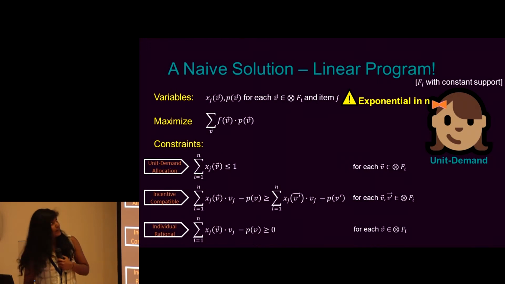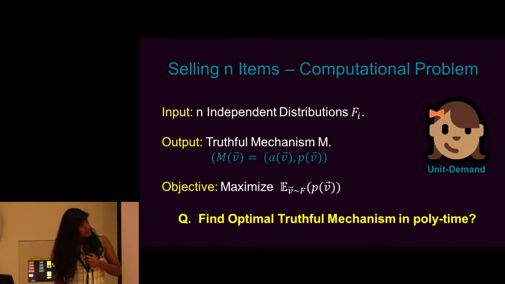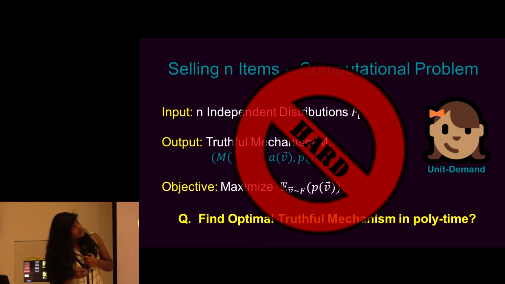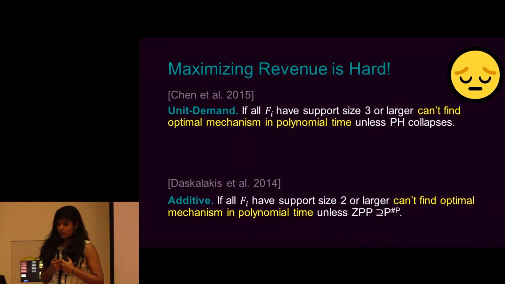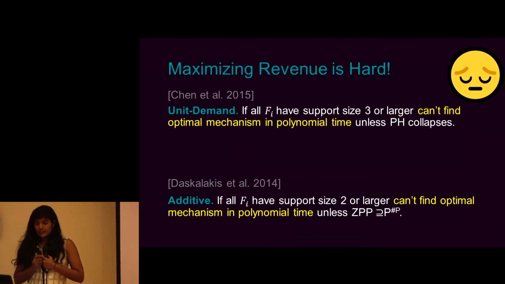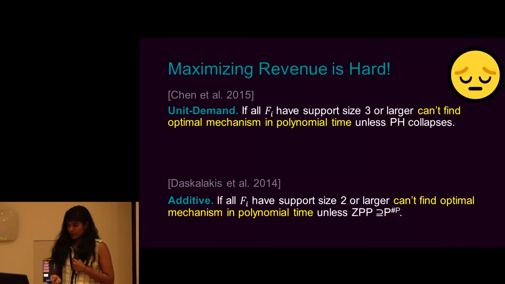Can we do something better? Can we get a mechanism in polynomial time? The answer is no, unfortunately. This was shown by Chen et al. in 2015: for unit demand buyers, even with support size 3, you can't find the optimal mechanism in polynomial time unless the polynomial hierarchy collapses.